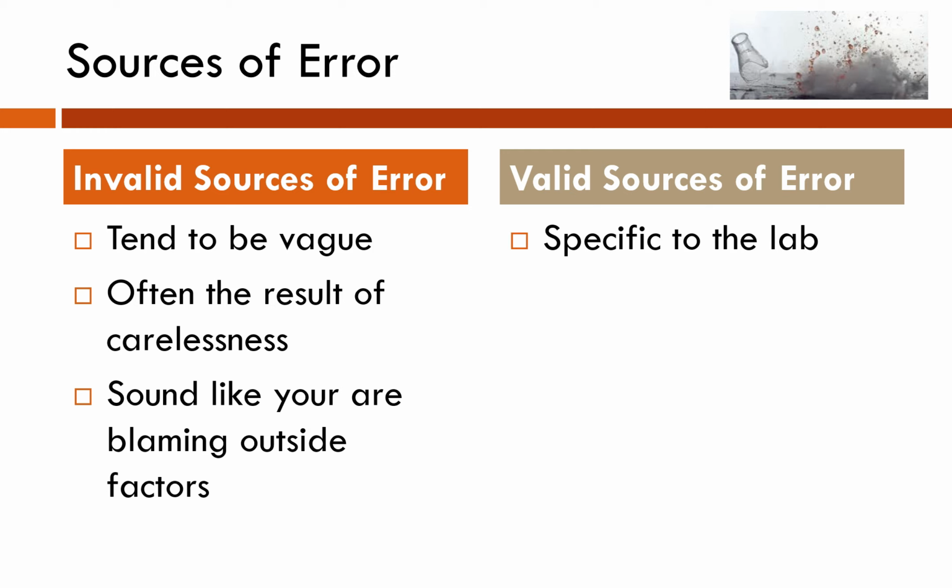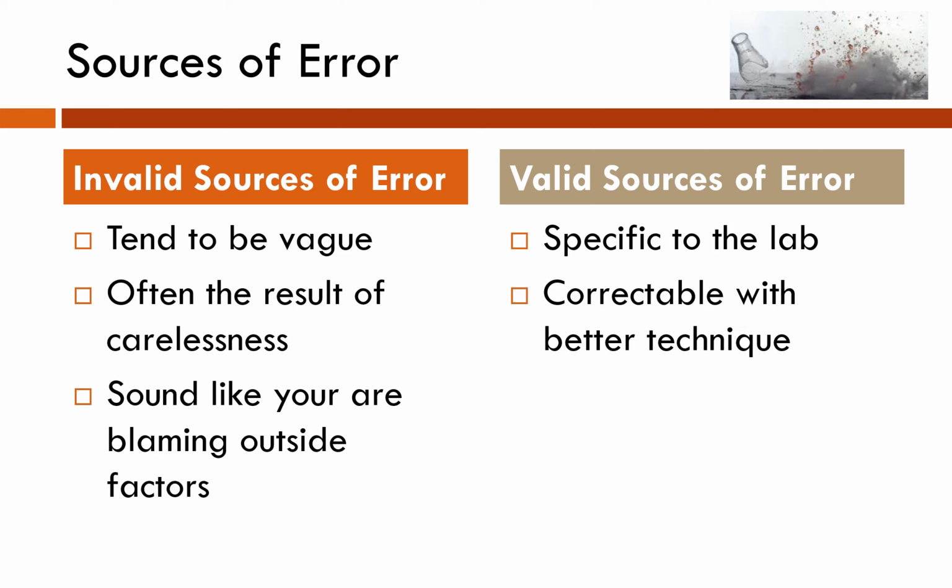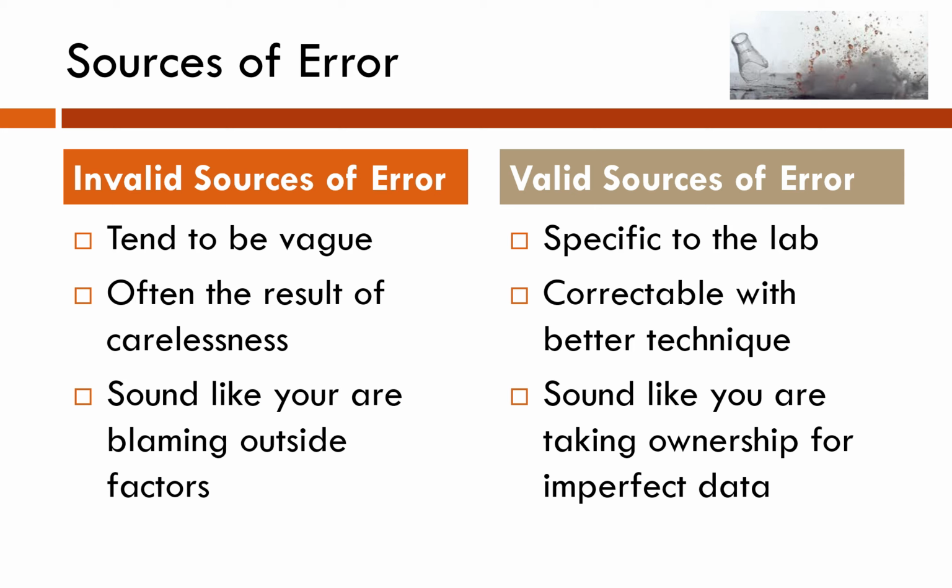Valid sources of error are really the opposite of that. They're very specific to the lab. They're often correctable with better technique. This is, for a lot of you, the first time that you've taken chemistry since you were a sophomore. So you're not expected to be perfect. If you're following the procedure the best you can, you should be okay, but your technique is not going to be perfect at the beginning of the semester. And finally, valid sources of error sound like you're taking ownership for imperfect data instead of blaming outside influences.